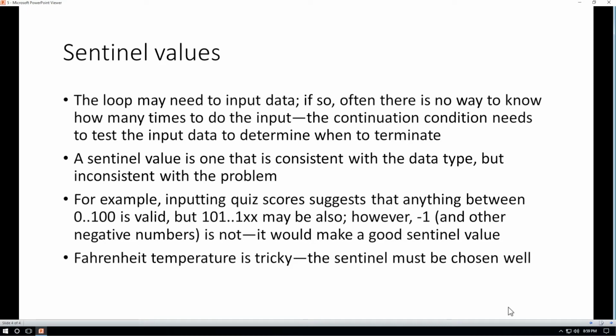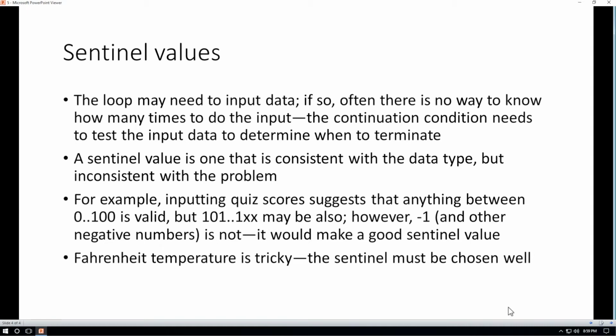A good example to think about is Fahrenheit temperatures. Assume a loop where we're inputting Fahrenheit temperatures and converting them to Celsius. What would be the sentinel value? It's conceivable that Fahrenheit can be in the many, many thousands of degrees. So that isn't a good area to put a sentinel value.